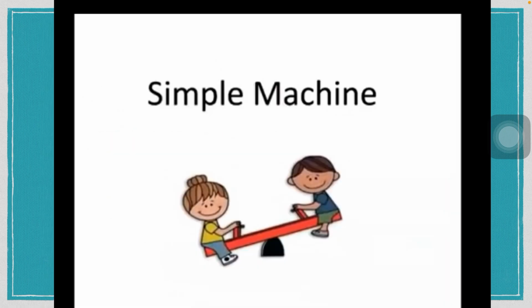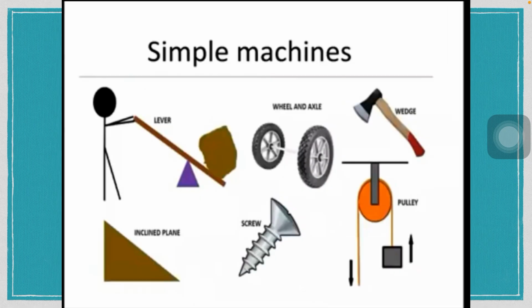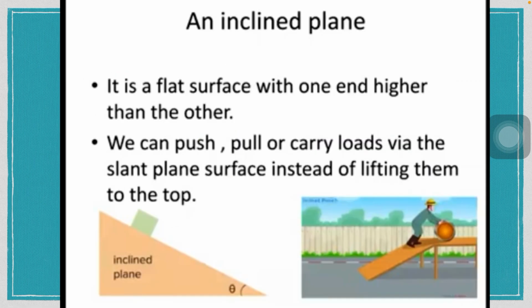As you can see here, this up and down, this is also a simple machine. Simple machines, for example, lever, inclined plane, screw, pulley, wheel and axle, are all simple machines. Let us learn about some simple machines.